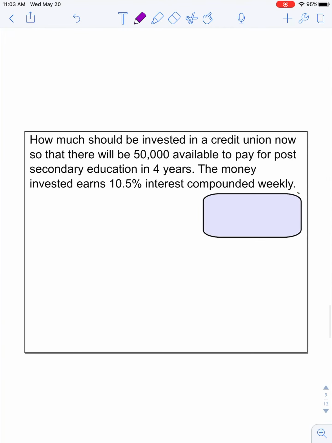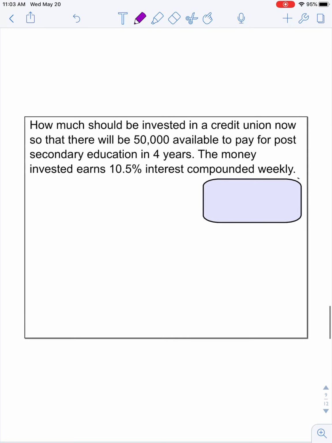So we're going to try just 2 problems right now, and I'll actually solve these with you. These are maybe 2 of the trickier ones that we've been working on lately. All right, how much should be invested in a credit union now so that there will be $50,000 available to pay for post-secondary education in 4 years? The money invested earns 10.5% interest compounded weekly.